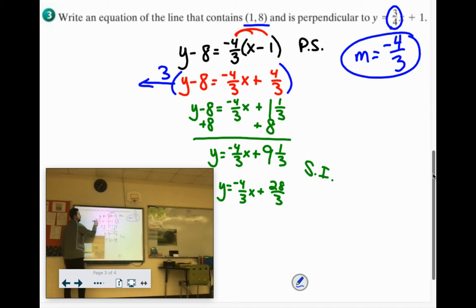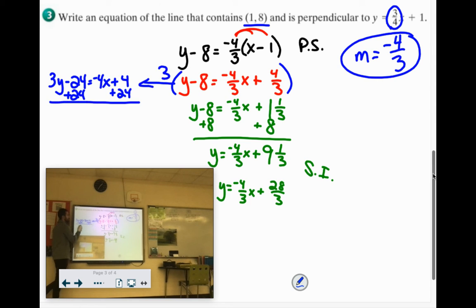So here we would multiply by 3, which will give us 3y minus 24 equals negative 4x plus 4. Then we could add the 24, 3y equals negative 4x plus 28. And then I suppose you could go slope-intercept form right here by dividing everything by 3, which would give you y equals negative 4/3 x plus 28 thirds, which is the same thing we got over here.